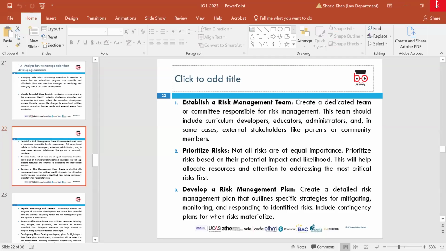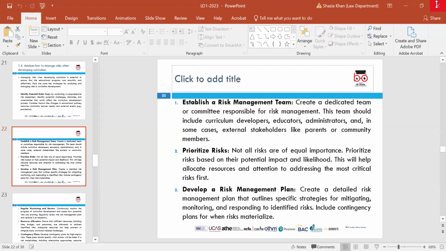Prioritize the risk. Not all risks are of equal importance. So make sure the ones that have a high priority are prioritized, and make sure you allocate resources when you prioritize these risks. Make sure the highest is done first and then the lowest below, because it identifies the level of risk, because not every risk is equal.